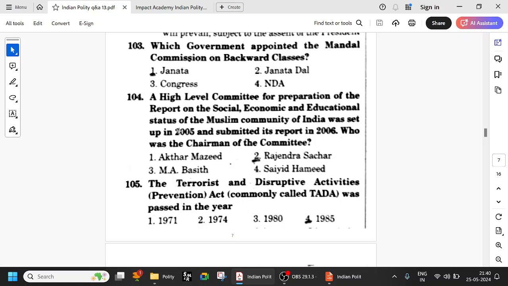So anyway, it was set up in 2005, submitted report in 2006. Okay, it was Sachar committee, Rajendra Sachar. Sachar committee, immediately you have to remember Muslim. Okay, Muslim community. This is common. Obviously, they will have for development, socio-economic and educational status. Okay, so all these committees, Rajamannar committee, Narasimham committee. See, Narasimham committee means immediately you have to remember banking. Okay, and all these things very important. Okay, so Sachar committee means immediately development of Muslim community.